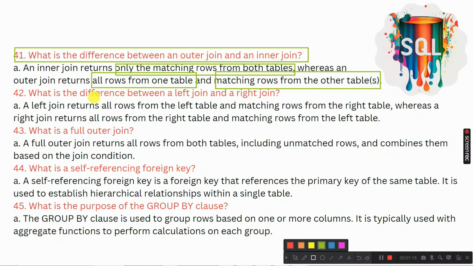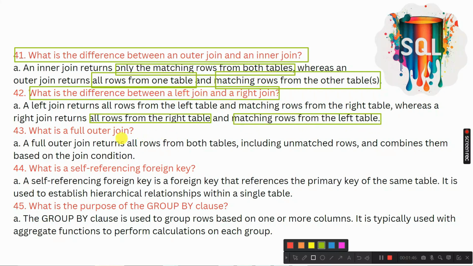Correct? Next question is, what is the difference between the left join and right join? In case of left join, it returns all the rows from the left table and matching rows from the right table. Whereas in case of right join, it returns all the rows from the right table and matching rows from the left table. Okay, this is the main difference between the left join and right join.